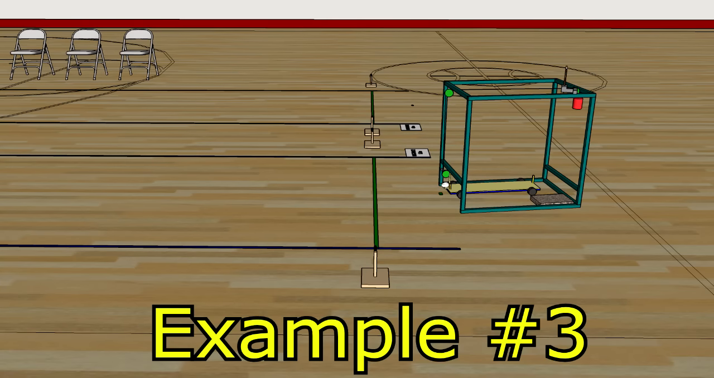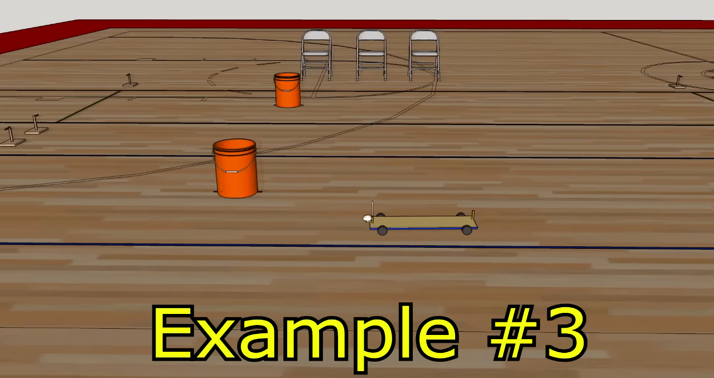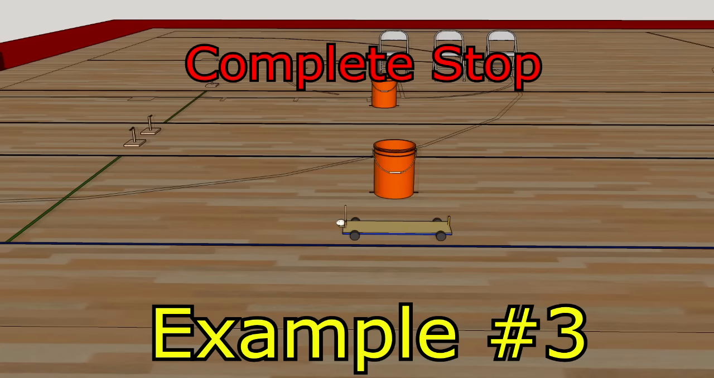The next one, the vehicle starts, but does not cross the 8.5 meter line. This requires manual timers. The time starts at the half meter line, and the time stops when the vehicle comes to a stop, and a complete stop. If the vehicle reverses direction after stopping, then the time continues to run. The vehicle must come to a complete stop.